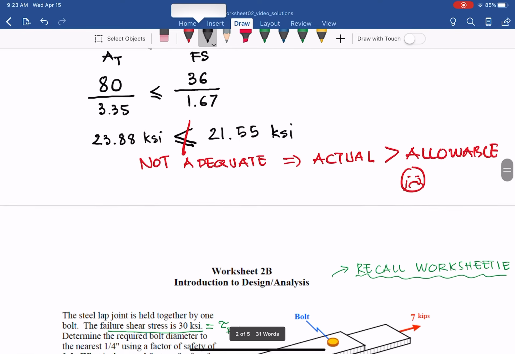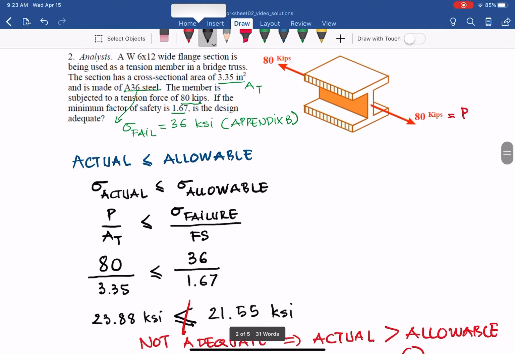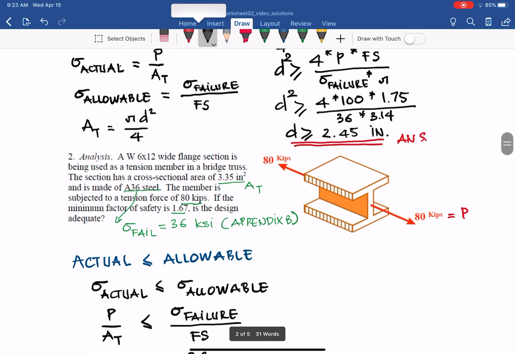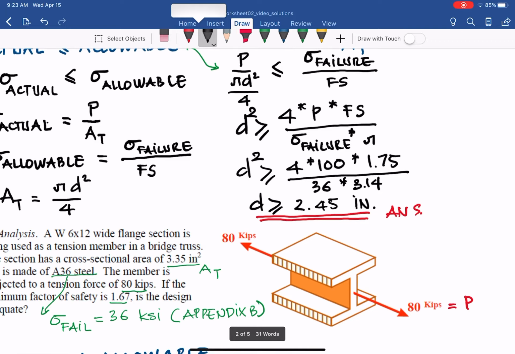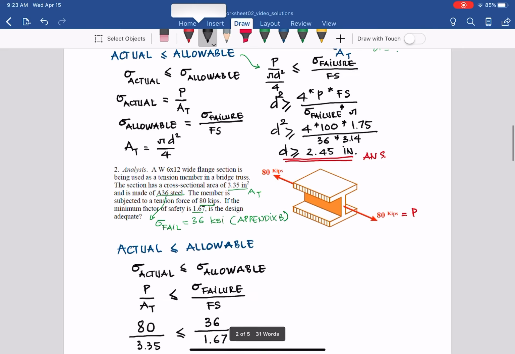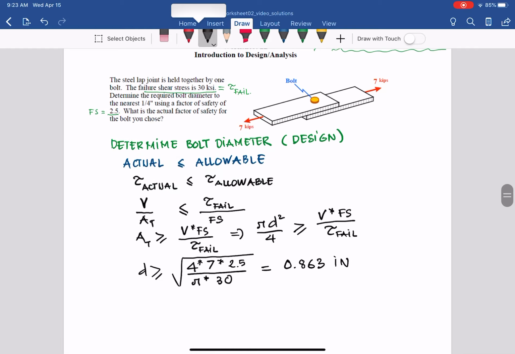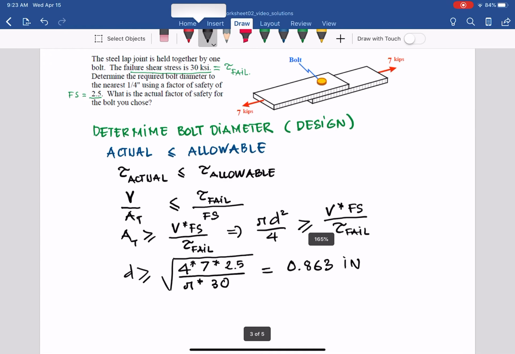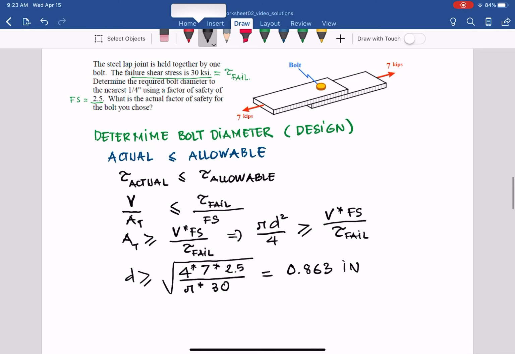And in problem 1, worksheet 2A, when we design and stop there, the minimum diameter is 2.45 inches. For this problem, it's not there yet. We make it more realistic. In real life, you cannot go to Lowe's or Home Depot, or order anywhere, a bolt with a diameter of 0.863 inches. So we need to go to the sizes that manufacturers normally have.